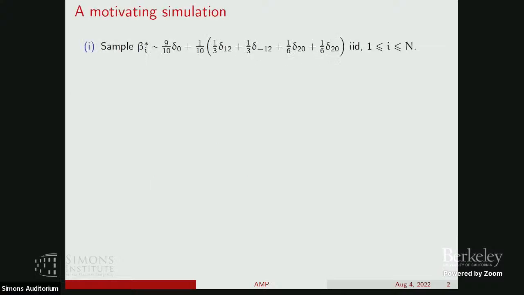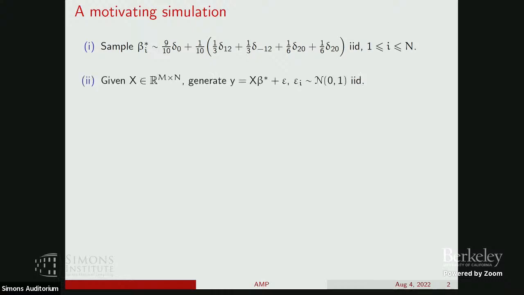Okay, so let me start with a very concrete simulation. For some value of n, I construct a signal vector where every coordinate I sample from this distribution. This is a discrete distribution with some mass at 0, some mass at 12 and negative 12, some at 20, and negative 20. So this is symmetric about the origin.